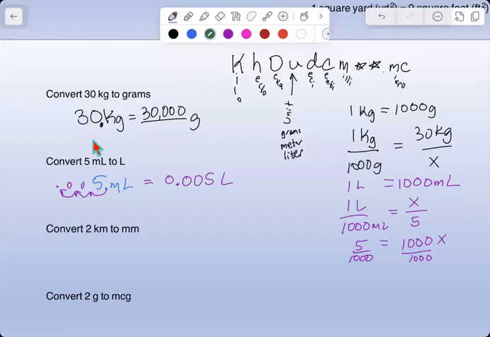But let's try two more. We're converting 2 kilometers to millimeters. Kilo, kilometers, and milli is here, kilometers to millimeters. We have lots of jumps to the right. So let's count how many jumps. One, two, three, four, five, six to the right. And that's because a kilo is 1,000 meters, and then a meter is 1,000 millimeters. And so it's a big conversion.